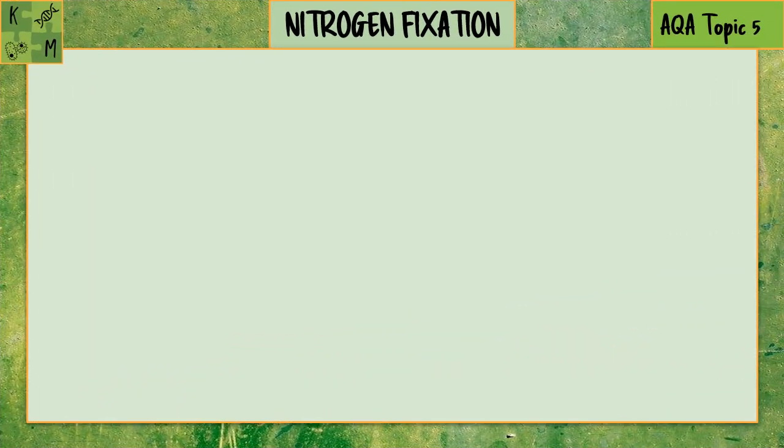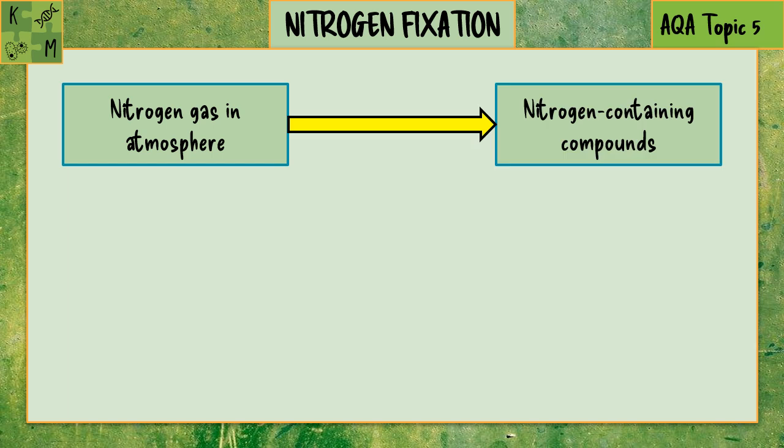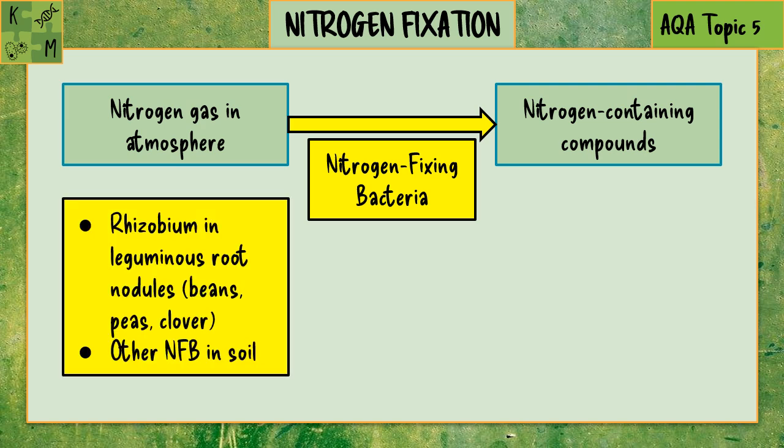We then can add to our cycle another reaction called nitrogen fixation. This is where the nitrogen gas within the atmosphere is fixed into nitrogen-containing compounds that can be used by the plants. This is carried out by nitrogen-fixing bacteria. These bacteria live in the leguminous root nodules of plants such as beans, peas and clover, and again a reminder that you don't need to know the names of specific species.